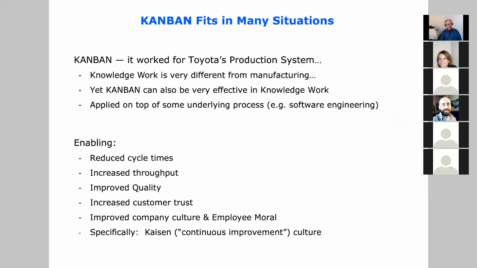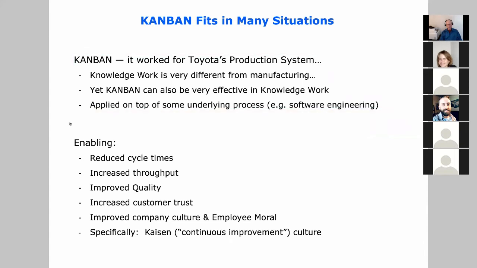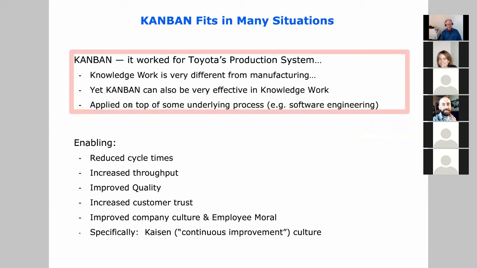So as I was saying, it worked well for Toyota in production, and it works very well for knowledge workers too. And you can even use it in combination with Scrum. So within each Scrum sprint, that task order or sprint backlog might run through a Kanban board that the team uses during the 2-week sprint.